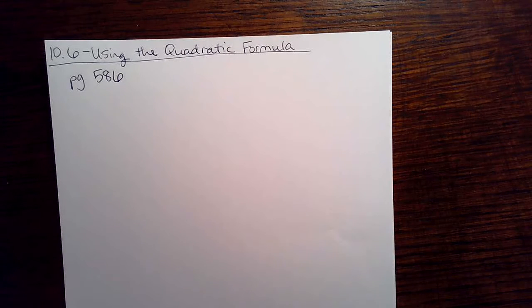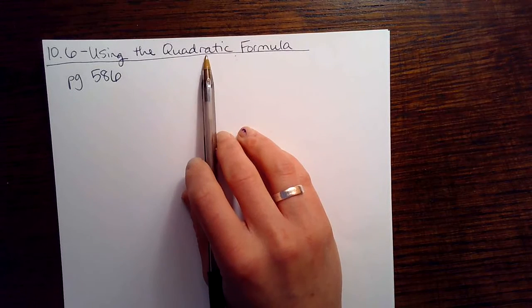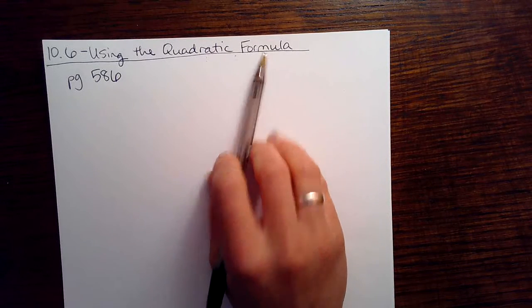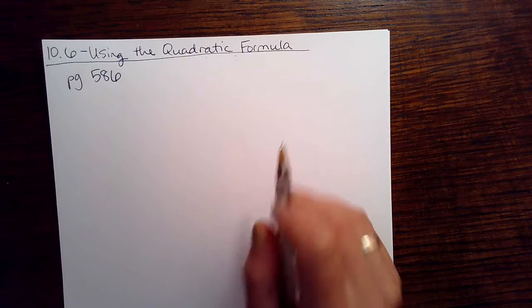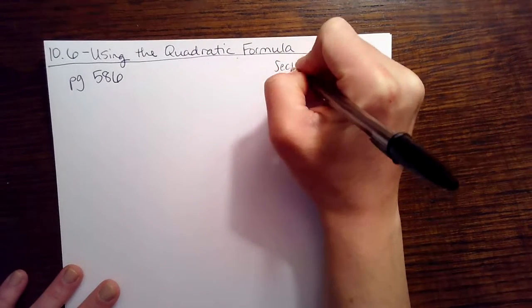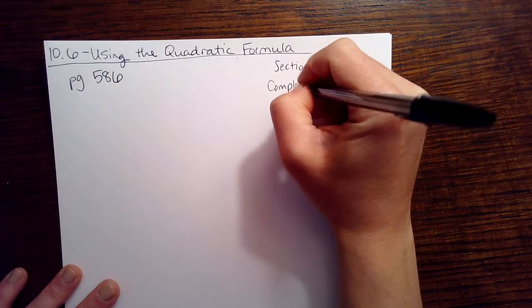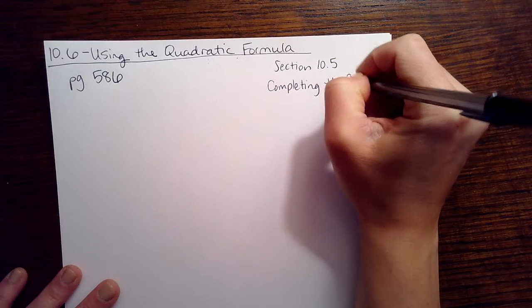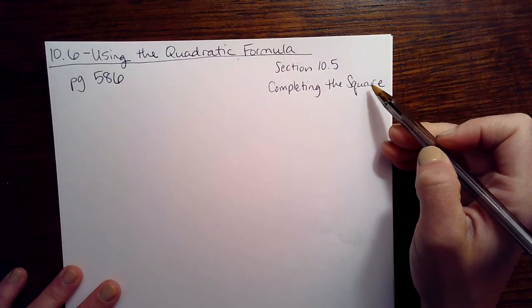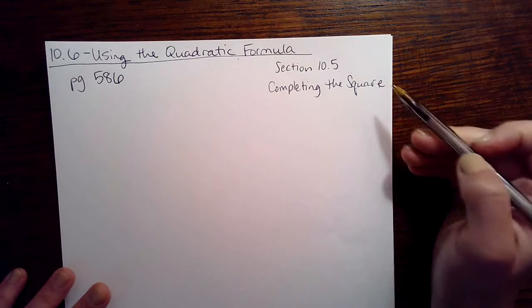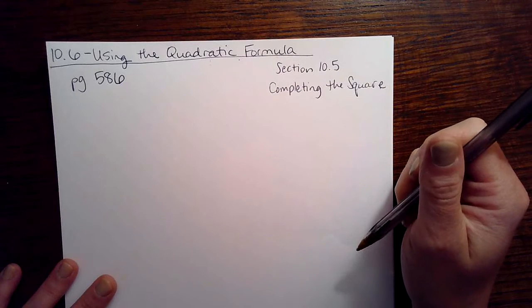Welcome back, everybody. We are skipping ahead to section 10.6, which is using the quadratic formula. Now, I will say, as we're skipping a section, I just want to point out section 10.5 is completing the square. This is another method we can use to solve quadratic equations. It is a great method, but we are going to skip this one in order to focus more of the time that we have left on the quadratic formula.